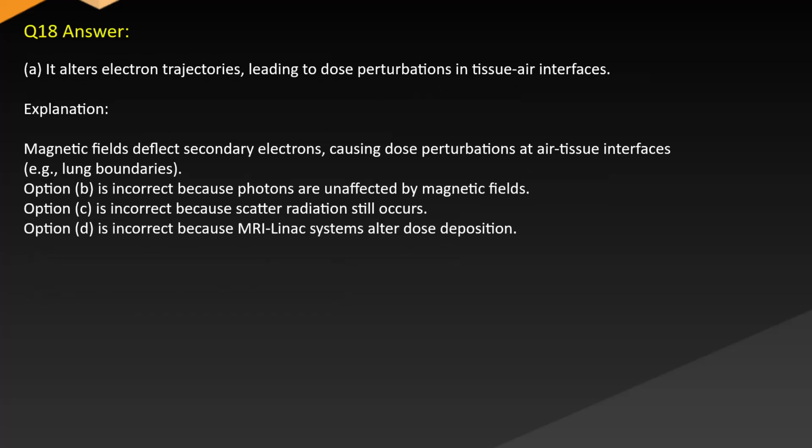Answer: A. It alters electron trajectories, leading to dose perturbations in tissue-air interfaces. Explanation: magnetic fields deflect secondary electrons, causing dose perturbations at air-tissue interfaces, e.g., lung boundaries. Option B is incorrect because photons are unaffected by magnetic fields. Option C is incorrect because scatter radiation still occurs. Option D is incorrect because MRI-LINAC systems alter dose deposition.